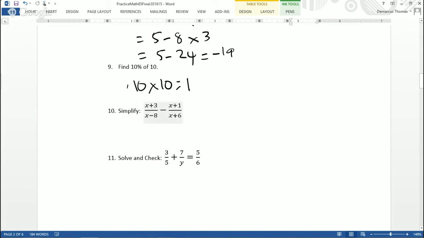Okay, this expression, they do not have the same denominator, so we have to make them have the same denominator. This one needs a factor of x plus 6. This one needs a factor of x minus 8. So what we have to do is multiply x plus 6 to the first part. And to our second part, you have to multiply the top and bottom by x minus 8.